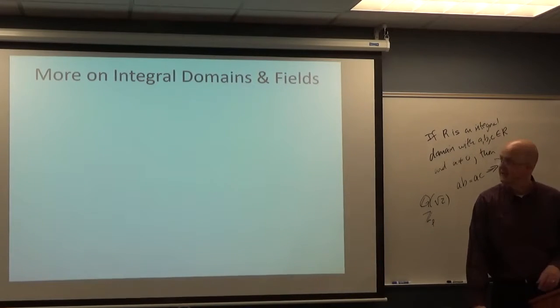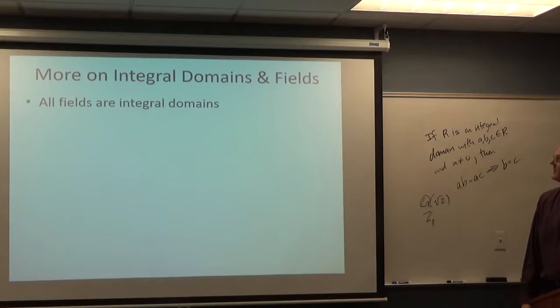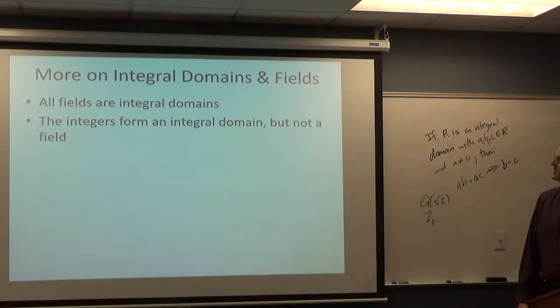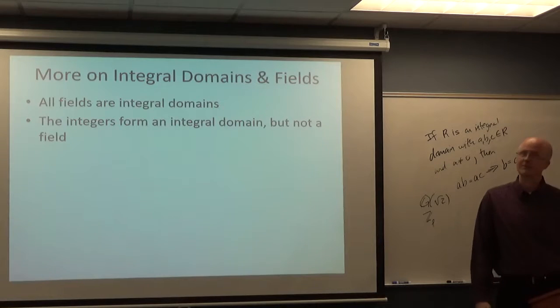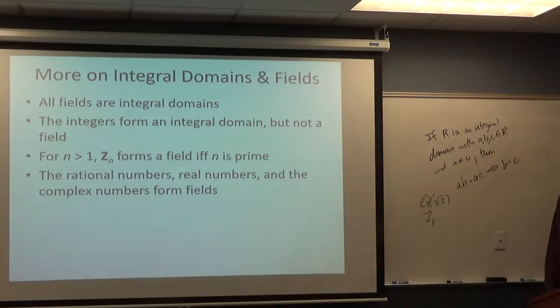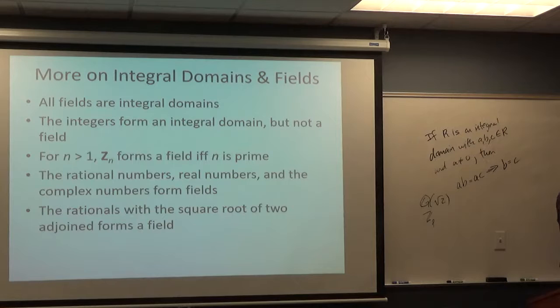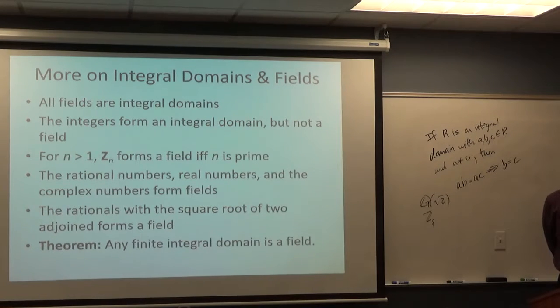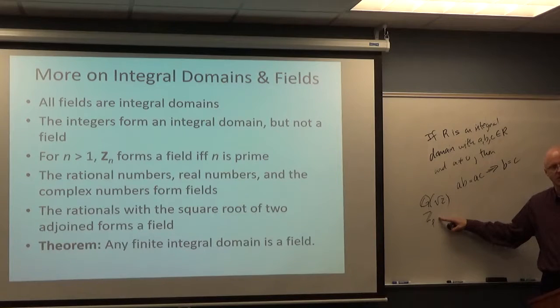Very quickly, 1 minute here, more on integral domains and fields, some facts here. All fields are integral domains. The integers form an integral domain, but not a field. There are other examples too. If n is bigger than 1, Zn forms a field if n is prime, like I mentioned here. The rational numbers, the real numbers, and the complex numbers form fields, as does the rationals with square root of 2 adjoined. And another theorem is that any finite integral domain actually is a field. So actually showing Zp is a field, you first show that it's an integral domain, and then you use a more abstract theorem that any finite integral domain is a field. It's also a field.